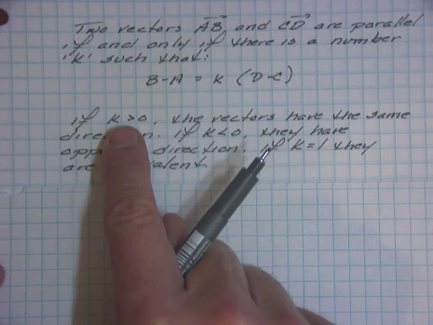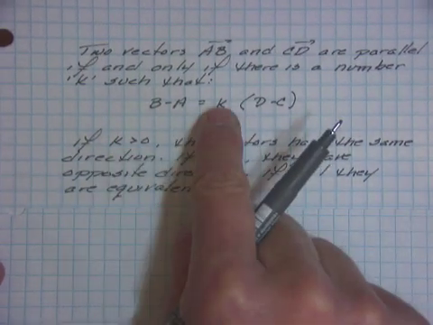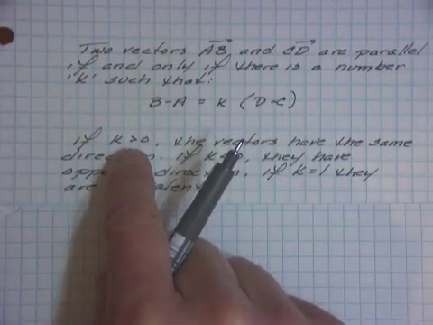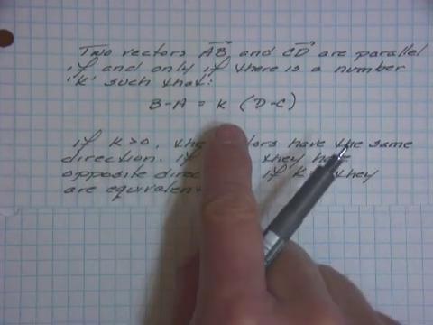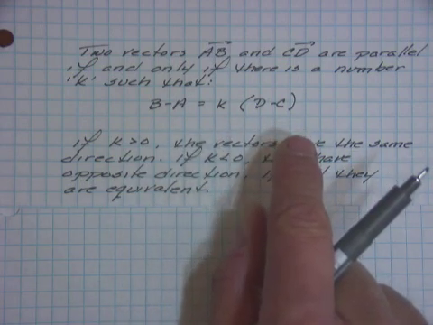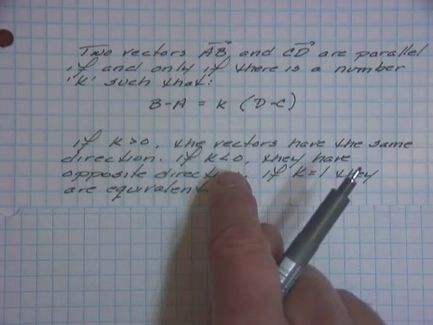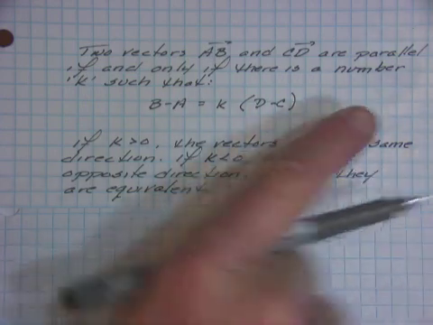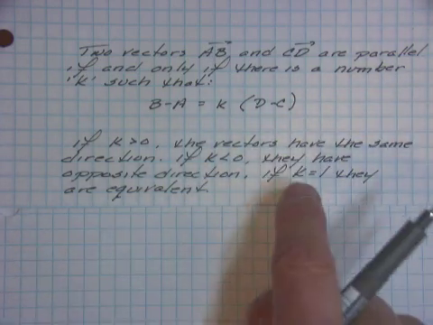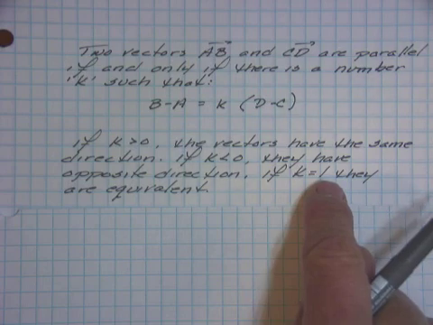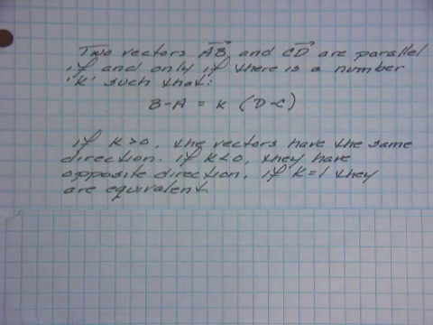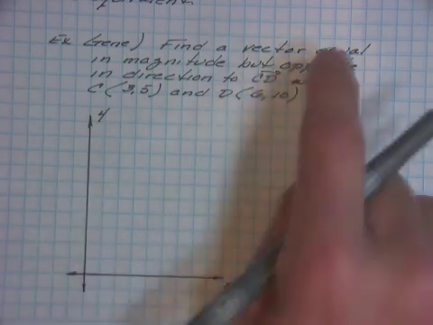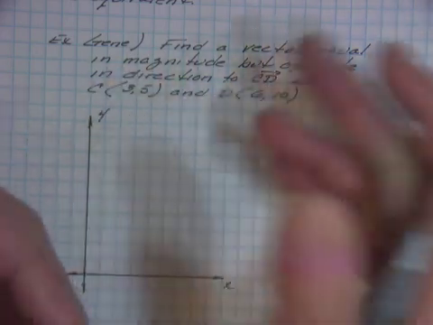Here's the example. Oh, no, I forgot something here. Sorry. Now, if that multiplier is greater than 0, the vectors have the same direction. Okay, so if K is a positive number, these are going in the same direction. If K is less than 0, they have opposite directions. So one's going one way and the other one's going the other way. And if K equals 1, they're equivalent, because then the head minus tail here equals the head minus tail there. Now, let's do an example.